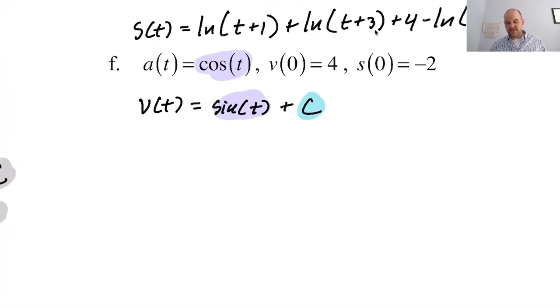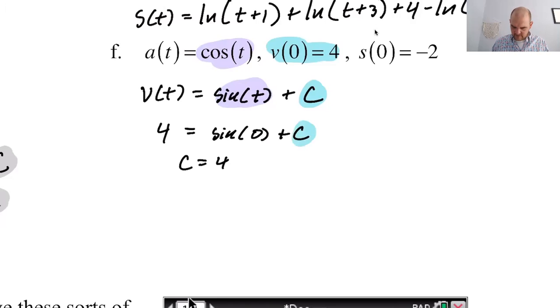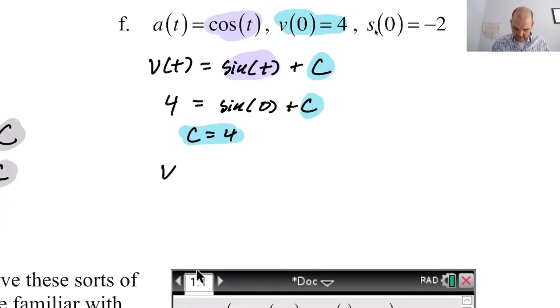So far we had this, which gave us this, and then we get a c. Now, how do we solve for c? We're going to use the fact that v of 0 is 4. What's nice about that is that the sine of 0 is 0. So 4 is the sine of 0 plus c. So we just know that c is 4. In this case, that's our first c. All right, so now we're thinking our velocity function is actually sine of t plus 4. Okay, we can go from velocity to position.